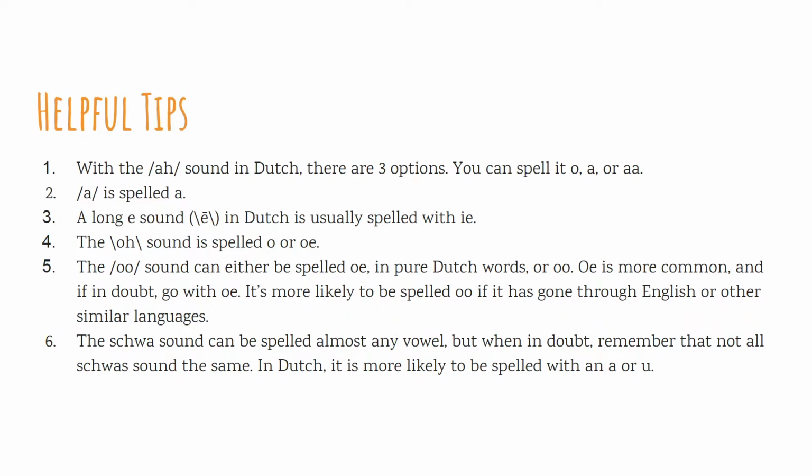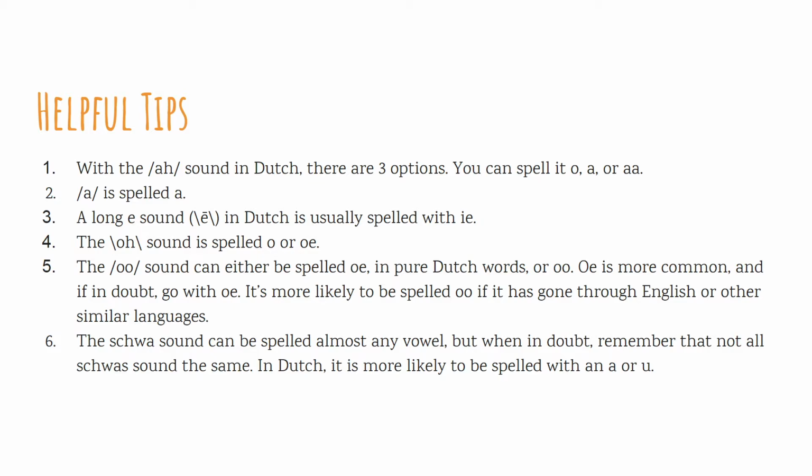The first helpful tip is that the A sound has three options in Dutch. The A sound can be spelled O, A, or AA. So that's pretty straightforward. It's either O, A, or AA. You'll notice it's typically AA when it falls at the end of words, like at the final syllable of words.